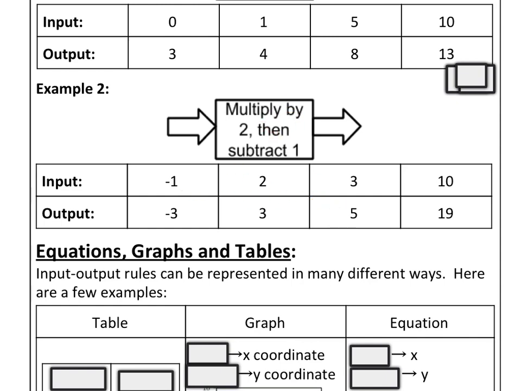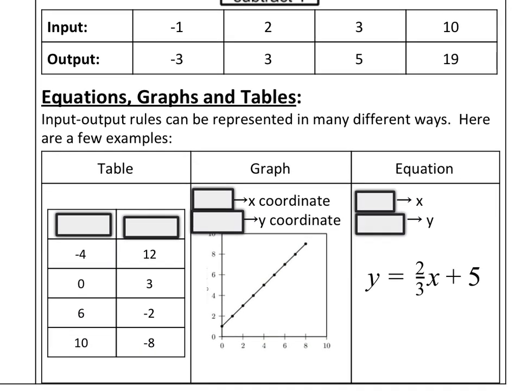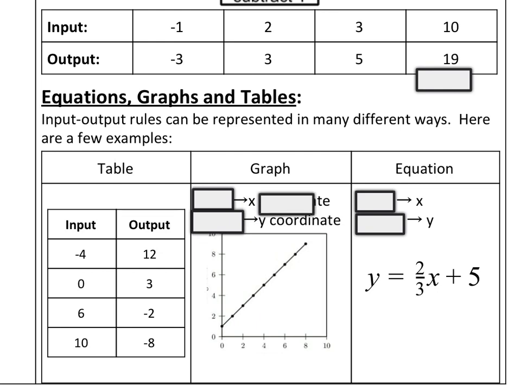There are a lot of different ways to look at input-output rules, and we're going to take a look at a few of those now. First off is a table. We have the inputs on the left. These are usually like our x values, and then our output on the right. Those are like our y values. So we have negative 4 goes with 12. Input 0, we get 3. Input 6, we get negative 2. 10, negative 8, same thing.